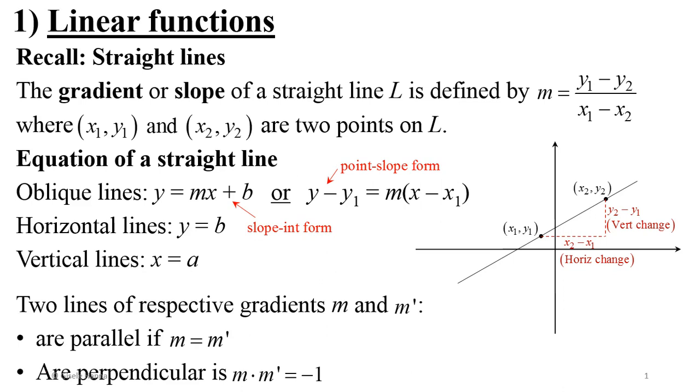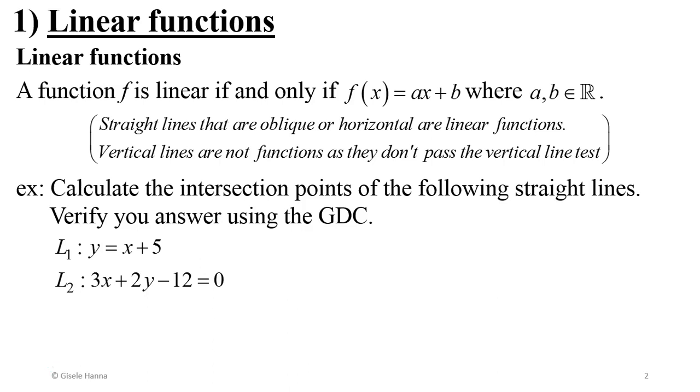Now, two lines of respective gradients m and m prime are parallel when their slopes are equal, when m equals m prime, or are perpendicular when the product of their slopes is equal to -1. For example, if m is 2, m prime would be -1/2. In that case, the two lines would be perpendicular. Now, that's it for the quick recall on straight lines. Now, let's move to linear functions.